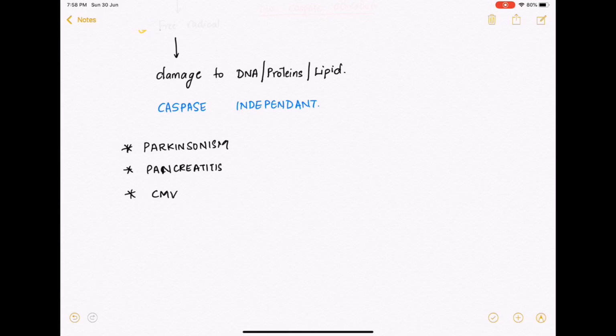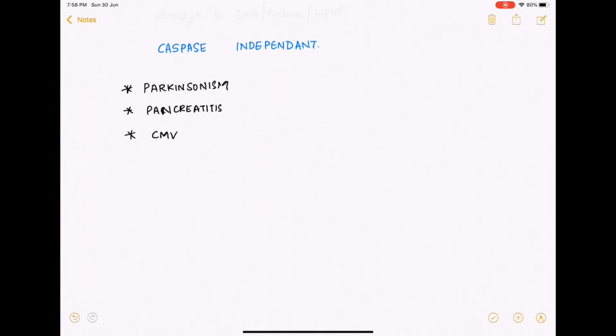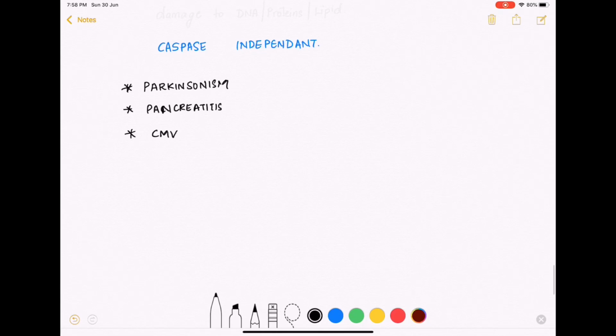In apoptosis, I already mentioned that viral infections are basically combated by apoptosis. But why for cytomegalovirus do we need necroptosis? It's because cytomegalovirus is a smart virus. It's going to inhibit caspases. And thus, apoptosis, which is caspase dependent, will not be effective against cytomegalovirus infection. Thus, necroptosis comes into picture here.